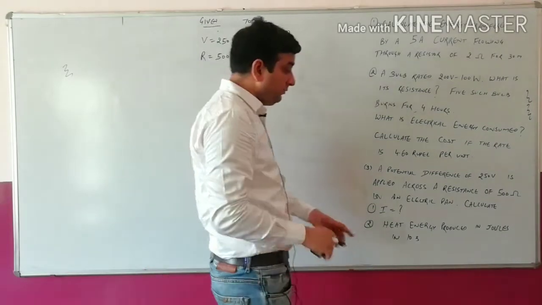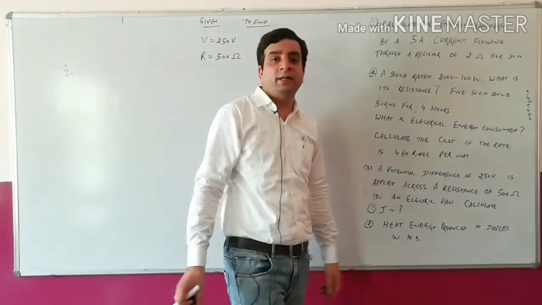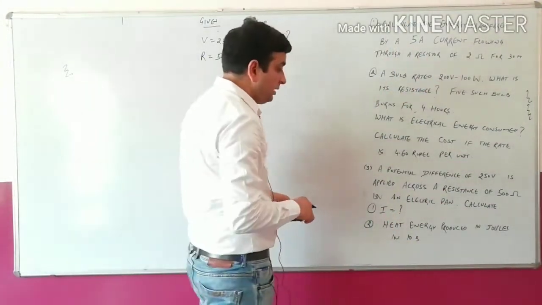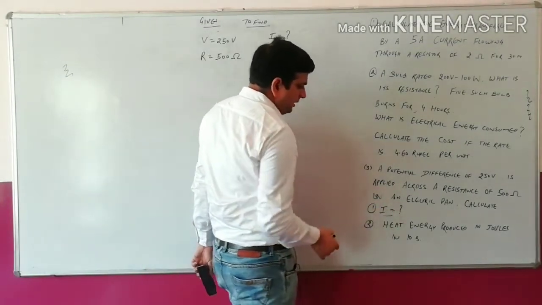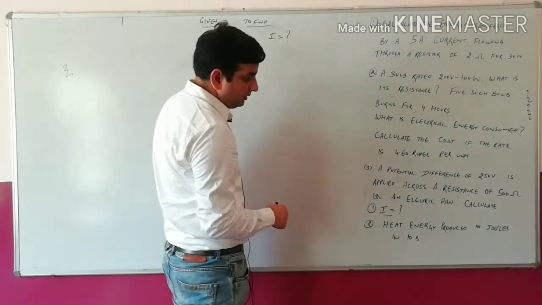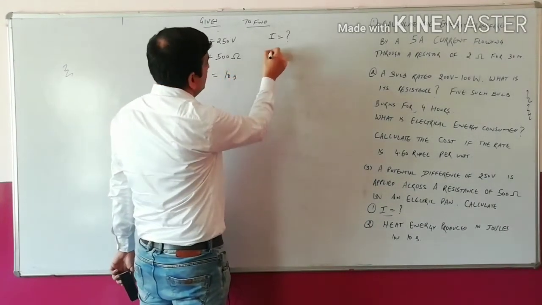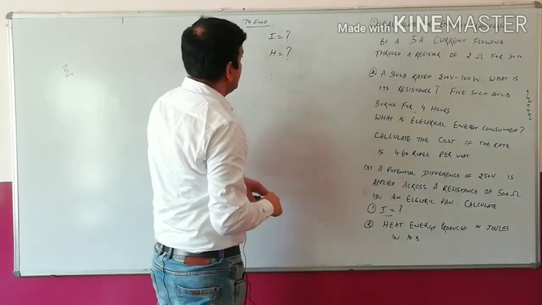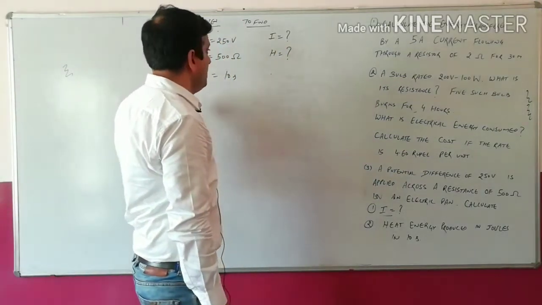Now look, here it is specifically mentioned, you have to calculate heat energy in joules. So no need to convert into kilowatt or anything. So what we have to calculate: first, I. Second is the heat energy produced in joules in time 10 seconds. So these are the two parameters that we have to calculate based upon the given parameters.